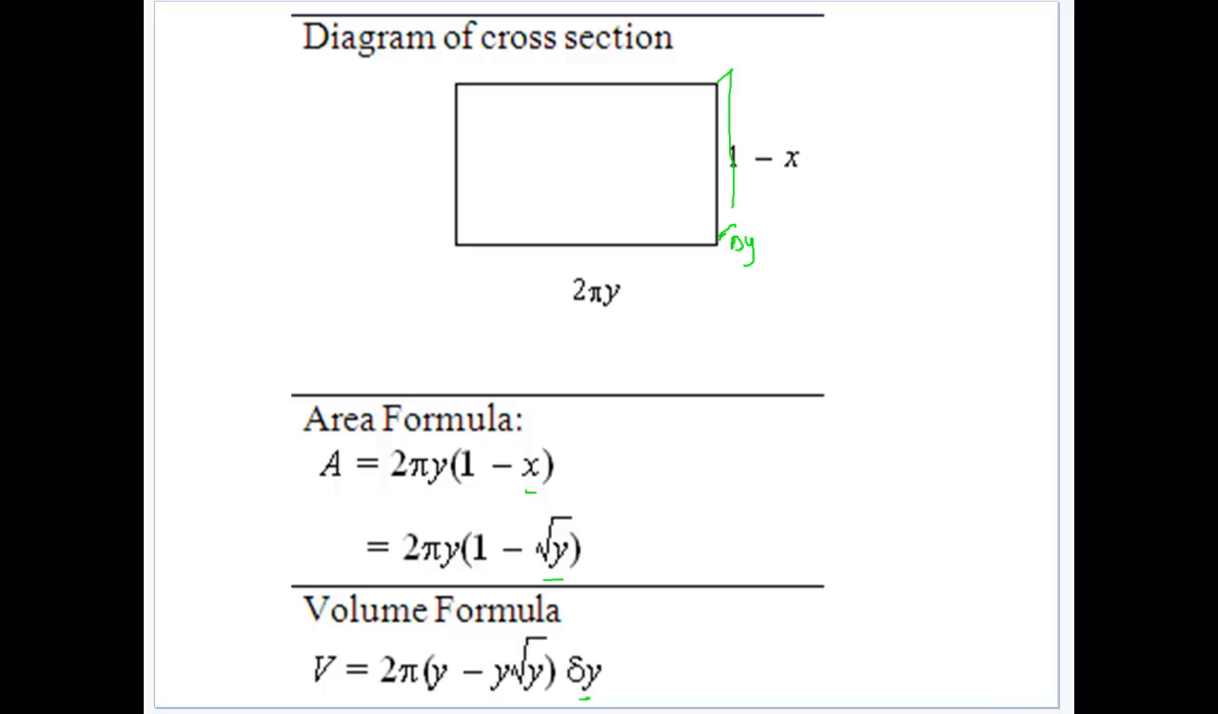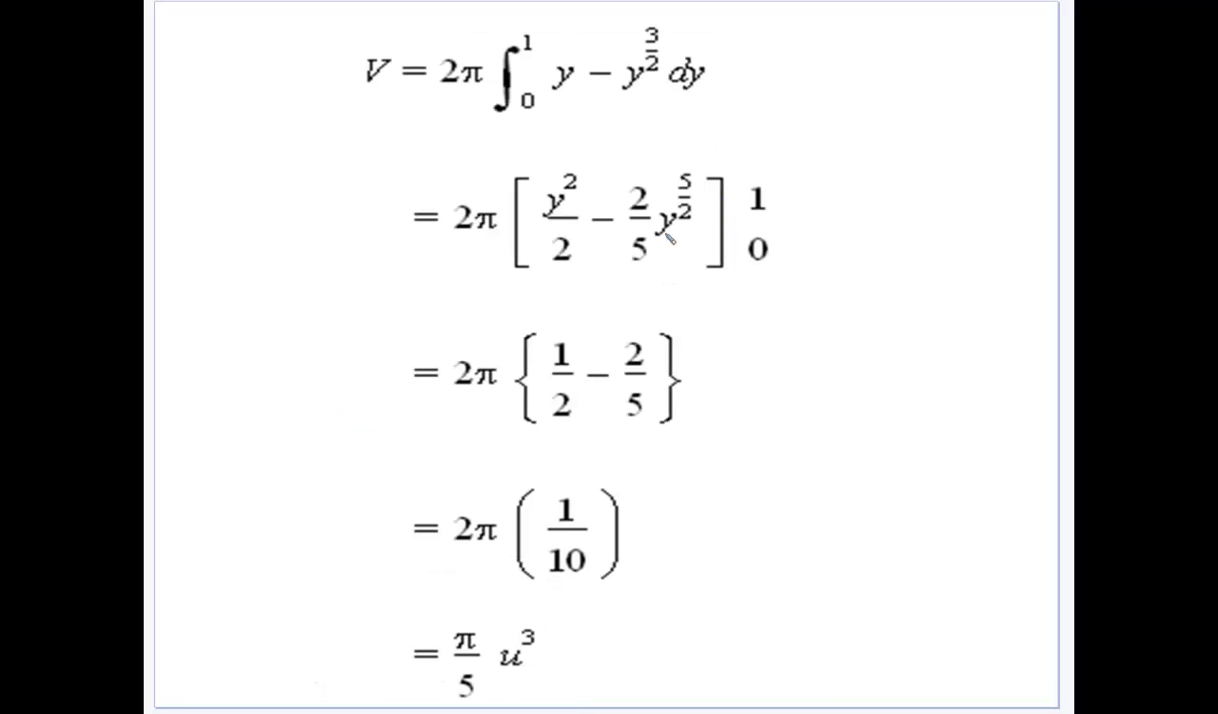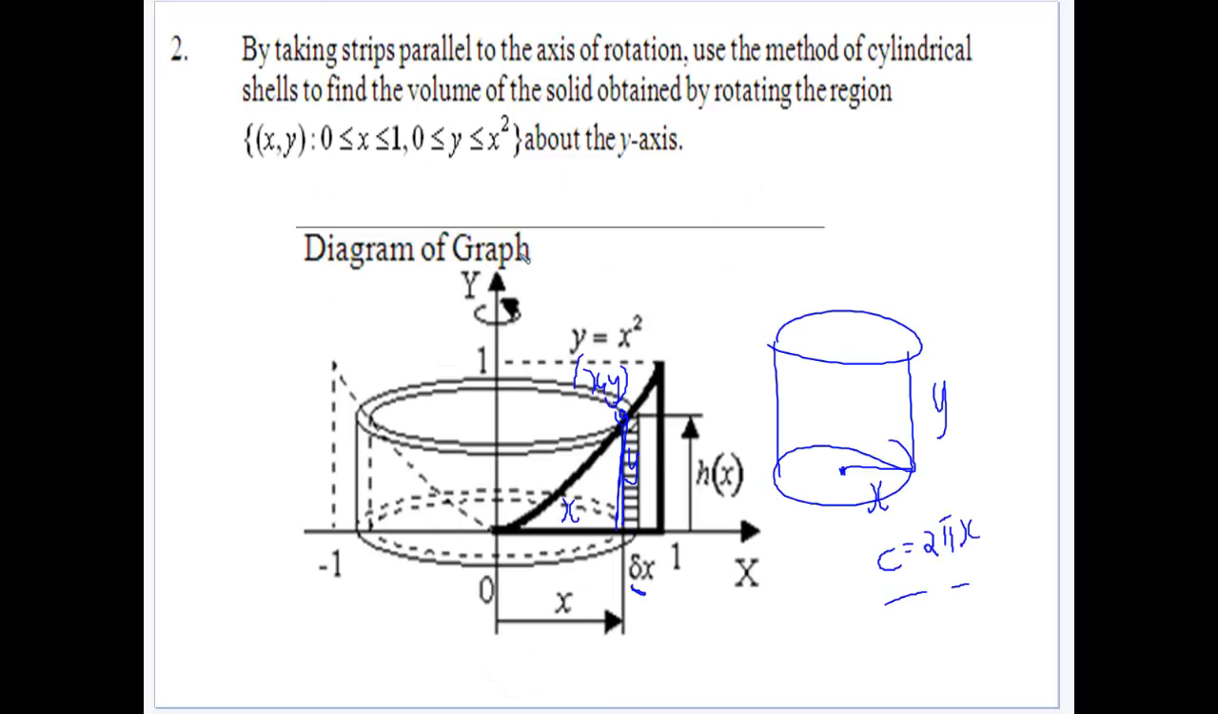So all the shells start to get summed together, and our y values were between 0 and 1. So we get our function as 2 pi y minus y to the power of 3 on 2, and then we integrate that with respect to y. And we go through, do our calculations, we get pi on 5. So we're getting our cylindrical shell, and then we're opening it up and getting our surface area, and then multiplying our surface area by the thickness of our shell.